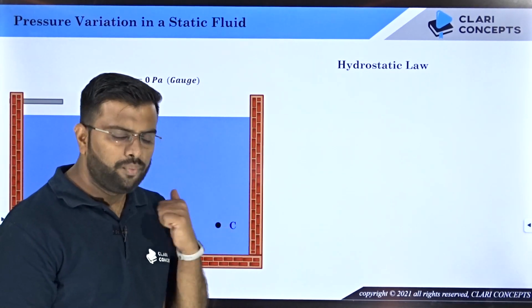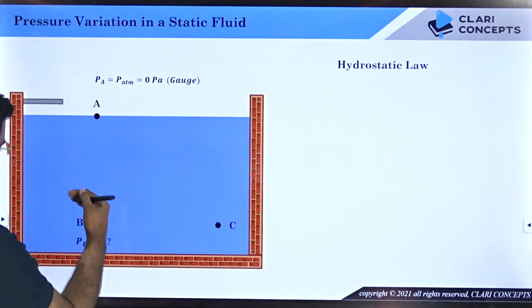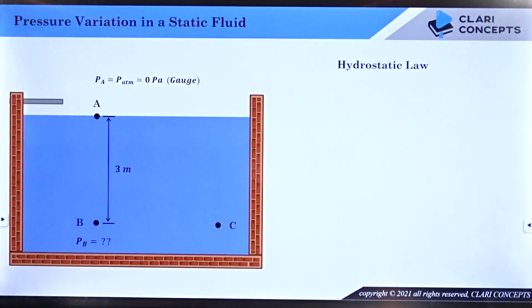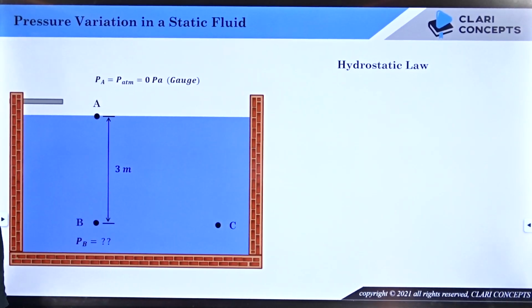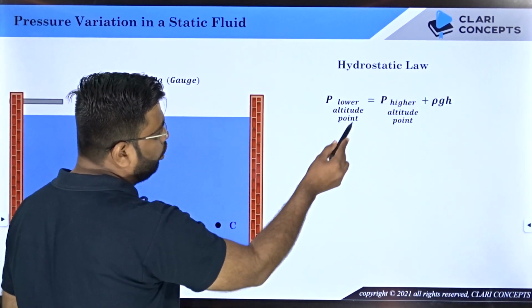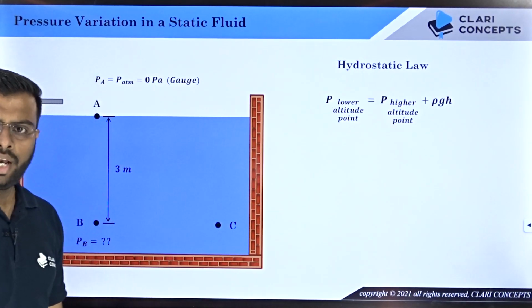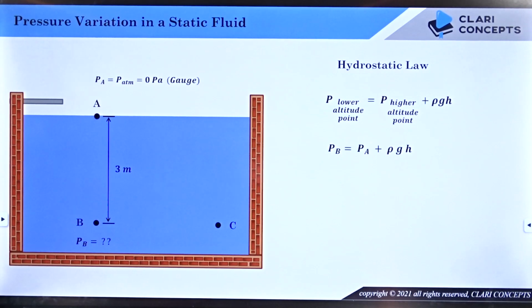Can we do that? Obviously, yes. Why? Because I have a pressure at a point which is above B, which is point A. And if I know the distance between points A and B, which is 3 meters, I can easily use the hydrostatic law and figure out the pressure. Let us go ahead and apply the hydrostatic law between points A and B. Pressure at the lower altitude point equals pressure at the higher altitude point plus rho g h. The pressure at the lower altitude point is the pressure at B, and A is the higher altitude point, so PA plus rho g h.